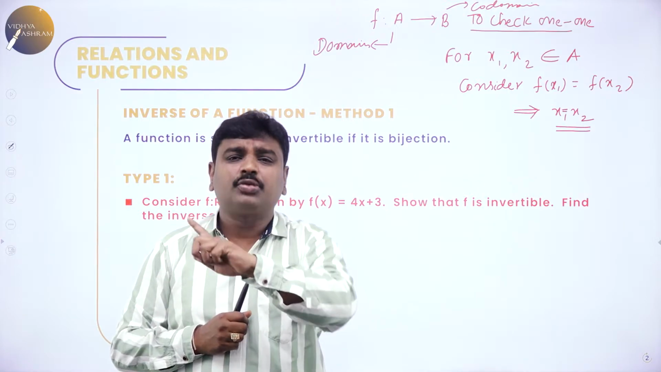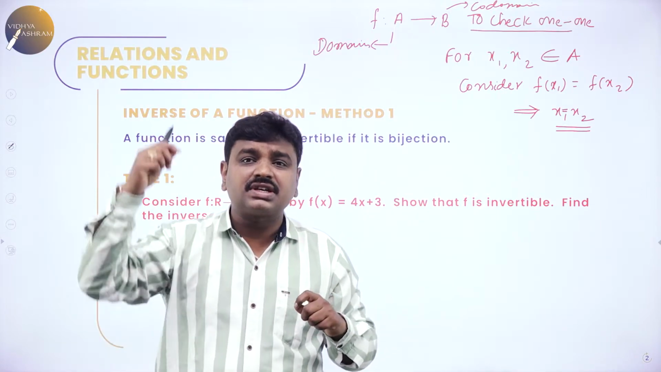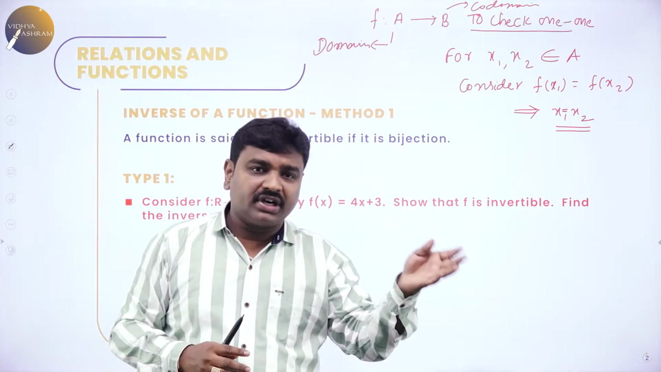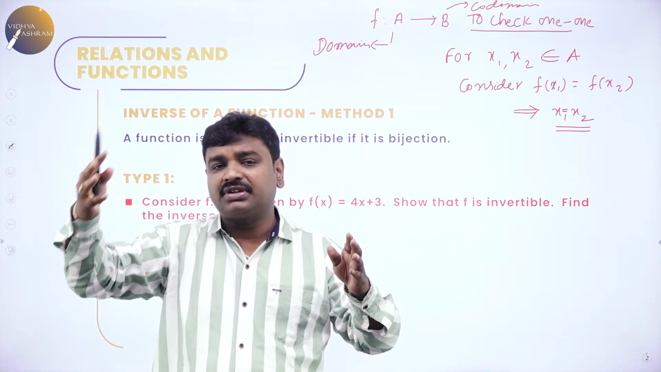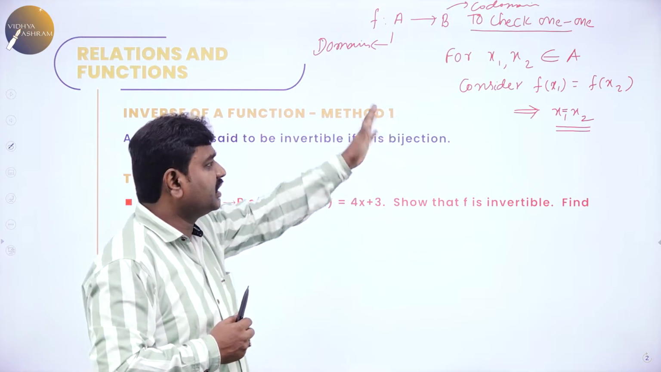A function f maps A to B is said to be one-one if distinct elements in the domain have distinct images in the codomain. Different elements of the domain should have different images, meaning no two elements should have the same image. In spite of that, we will take it like this.